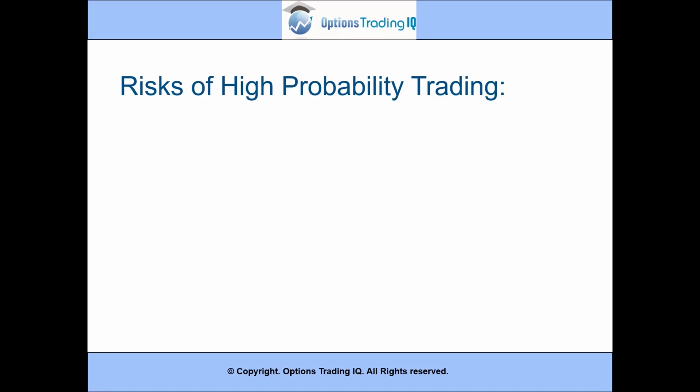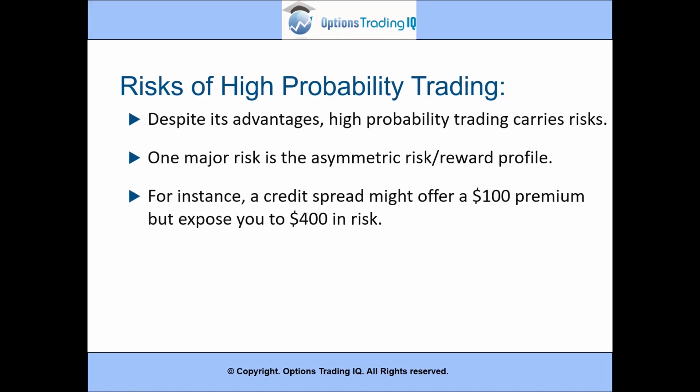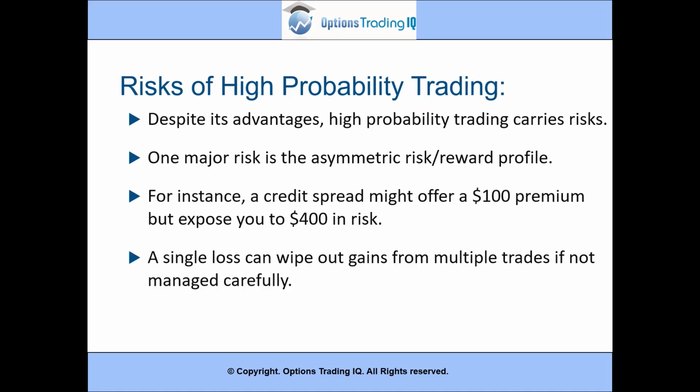So obviously high probability trading has a lot of benefits, but what are some of the risks? One of the major risks is the asymmetric risk to reward profile. For instance, a credit spread might offer a $100 premium, but expose you to $400 in risk. So a single loss can potentially wipe out gains from multiple trades if the trade isn't managed carefully.